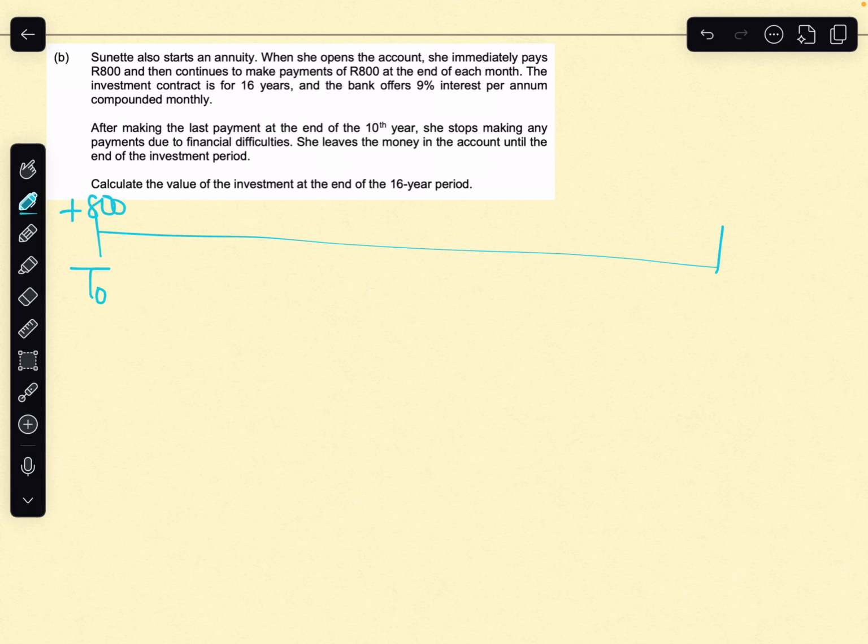This is also different to your stock standard future value. So your future value formula assumes you start making your contributions 1 month later, right? So we just have to be careful. We just have to consider that there is an 800 rand that she starts with. We just need to factor that in. And then month 1 she adds another 800, month 2 she adds another 800, and so on.